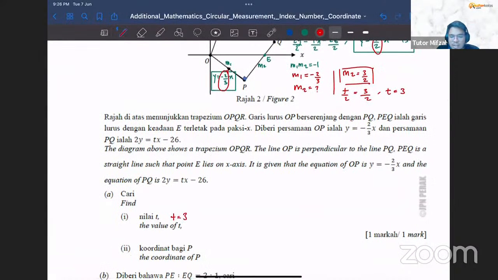If you guys got the answer, then give yourself a round of applause. Okay, dah settle yang tu, we can find the coordinates of point P. Now, how do I find the coordinates of point P?